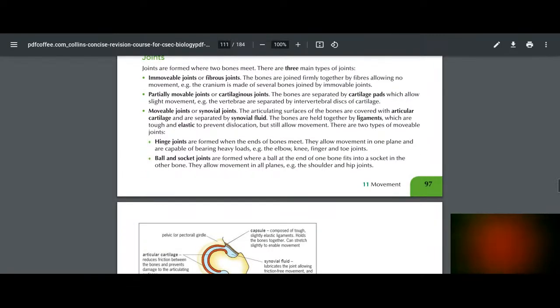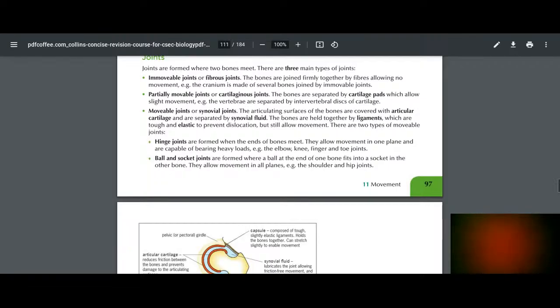Then we have movable or synovial joints. These joints have articulating surfaces covered with articular cartilage and they're separated by synovial fluid. These bones are held together by ligaments. If they're held together by ligaments that are tough and elastic, then this allows the bones to prevent dislocation as well as to allow movement of the joints.